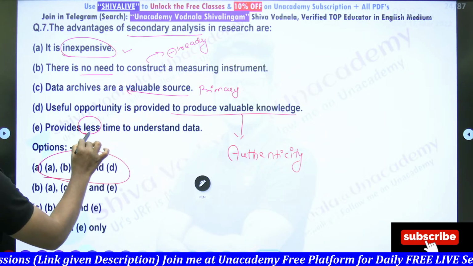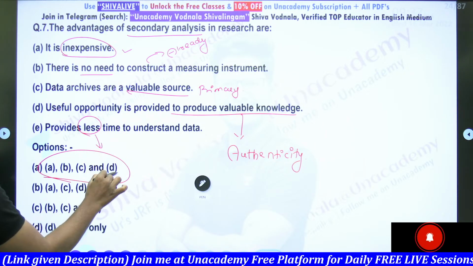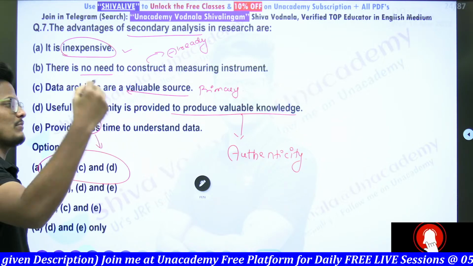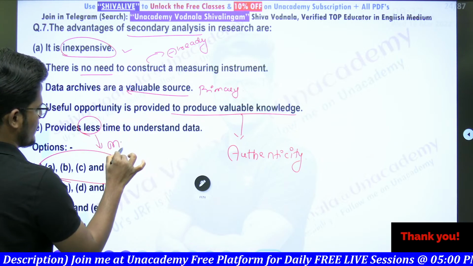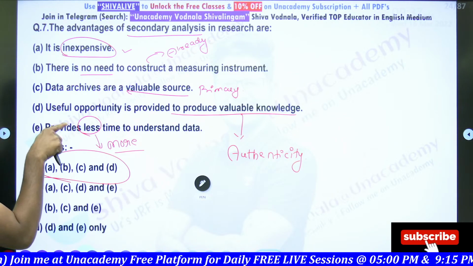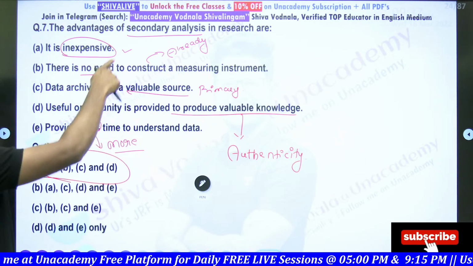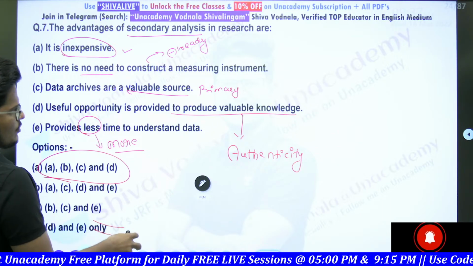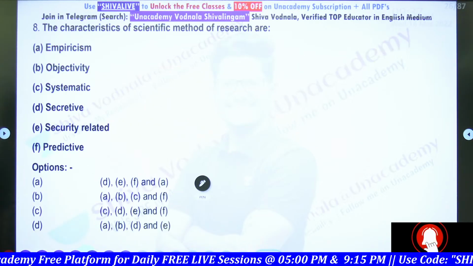And it is less time to understand the data. No, actually, we need to understand somebody's analysis. It will take more time to understand it, because we have not done the primary analysis. As we are going directly to the secondary, we require more time to understand it.